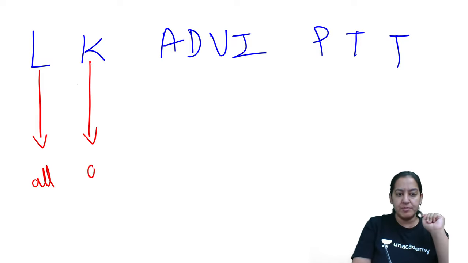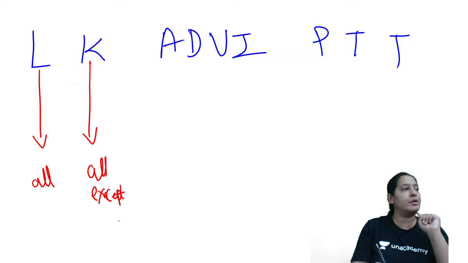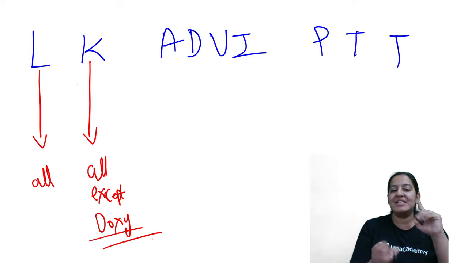Kidney damage is caused by all except. Who will tell me the exception? Who will tell the answer for renal damage except? Kidney damage is caused by all except doxy. So doxy is safe in renal failure. Many questions come on this.